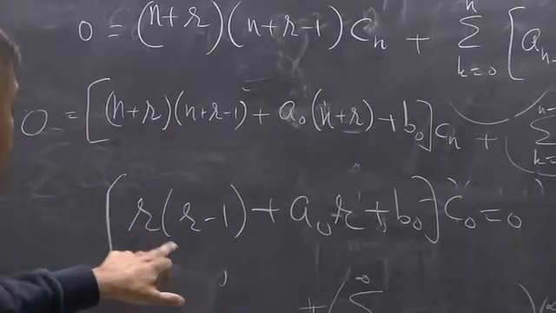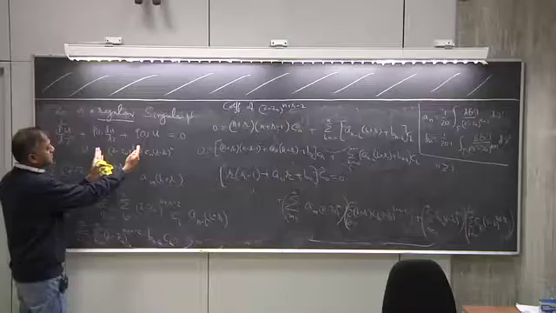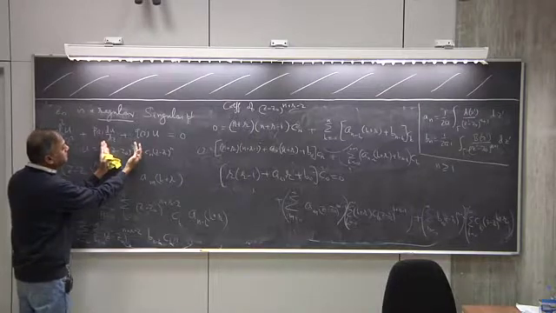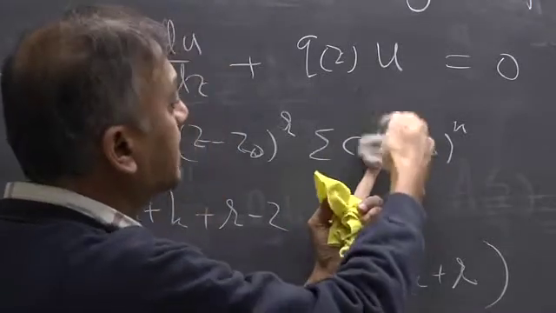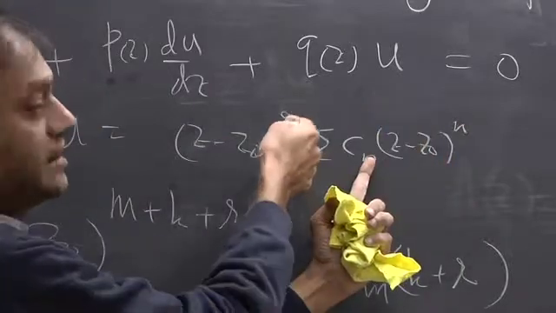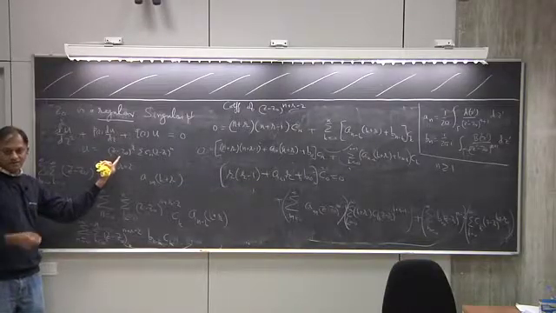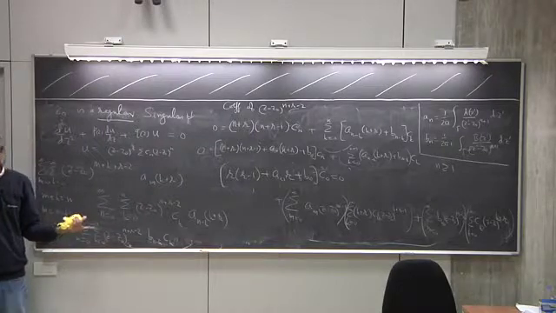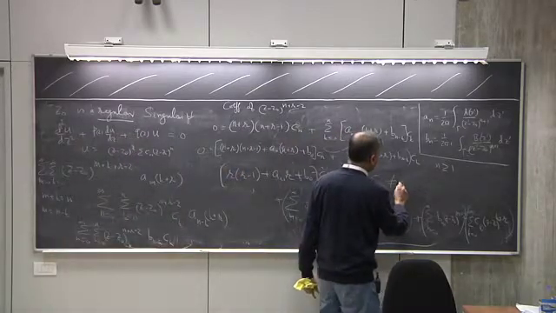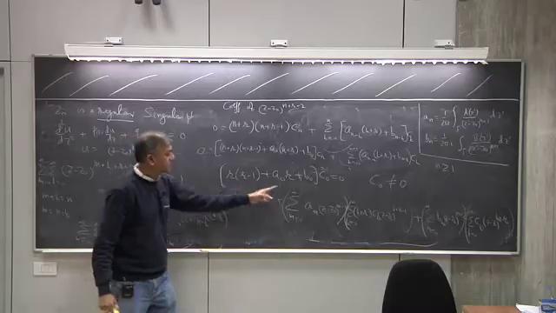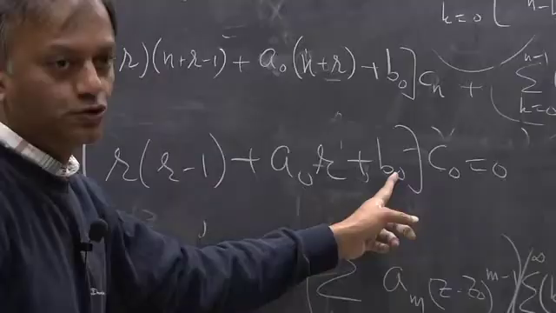C0 cannot be 0, because by definition, when we wrote it like this, what we are saying is that the leading term, the smallest power, I take out. If C0 was 0, then I can start from C1, so I can take one of that power inside and redefine r. So without losing generality, once I take the leading power out, the coefficient C0, I can always choose it to be 1 or something, non-zero, right? So C0 is non-zero. That means the only way this can be 0 is if what multiplies C0 is 0. So that's a quadratic equation for r, because A0 and B0 are given to you.